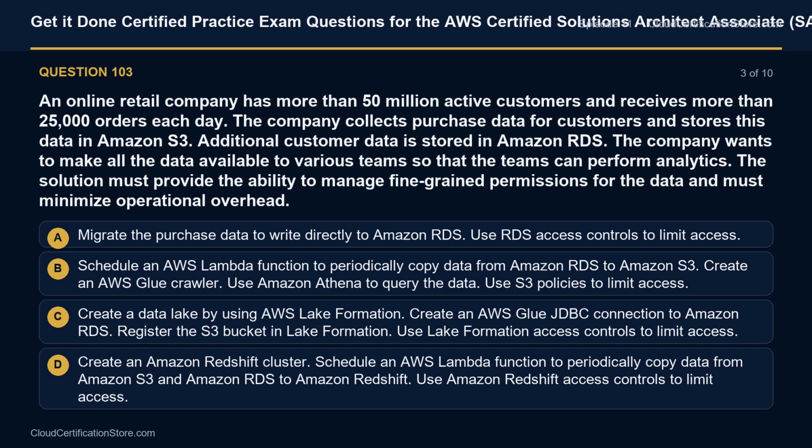Option D. Create an Amazon Redshift cluster. Schedule an AWS Lambda function to periodically copy data from Amazon S3 and Amazon RDS to Amazon Redshift. Use Amazon Redshift access controls to limit access.